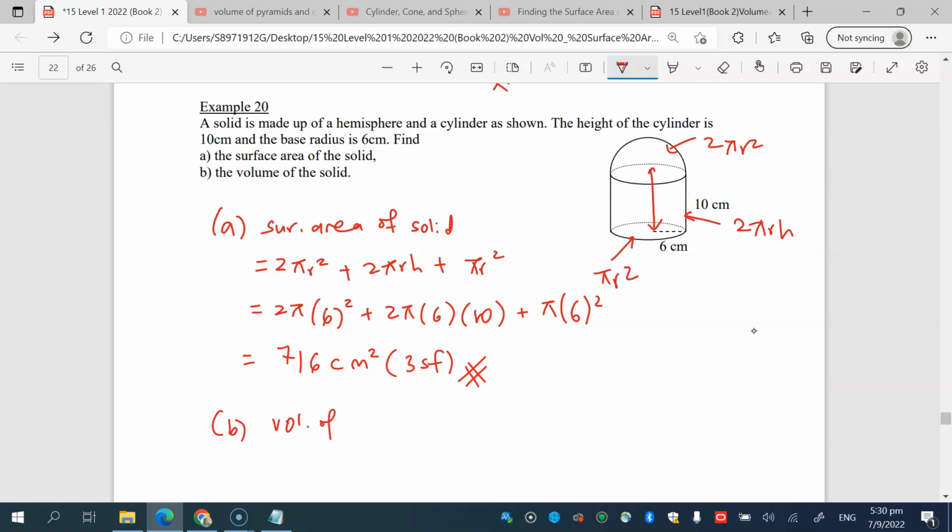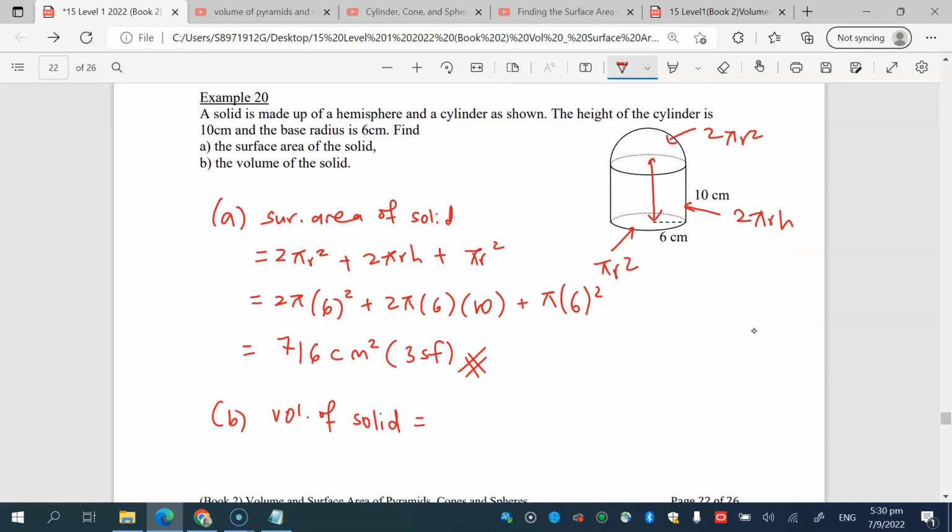So volume of solid will be half of 4/3 pi r cube, right, for the hemisphere. And then the cylinder is just pi r square h. So half times 4/3 is 2/3, right? Okay, 2/3, then pi 6 cube plus pi 6 square, and the height is 10. Okay, so cylinder is pi r square h, then you just sub in. You got to press calculator carefully.